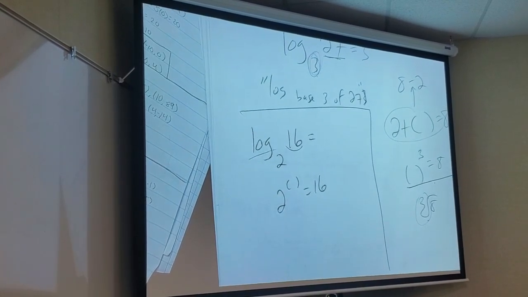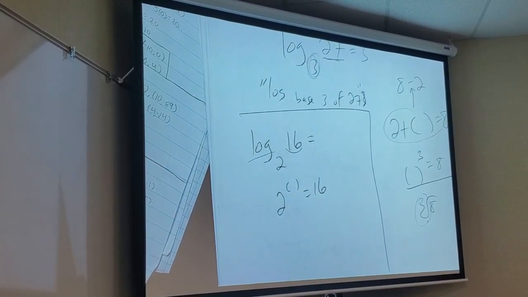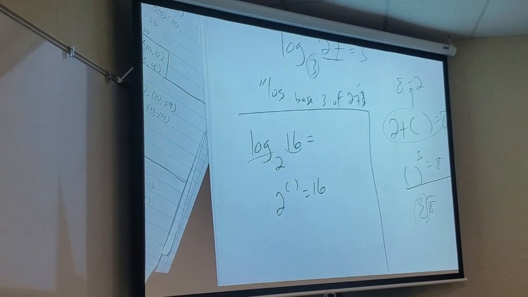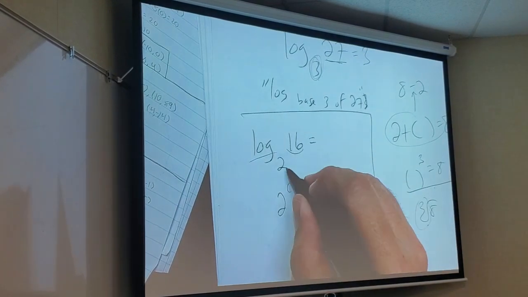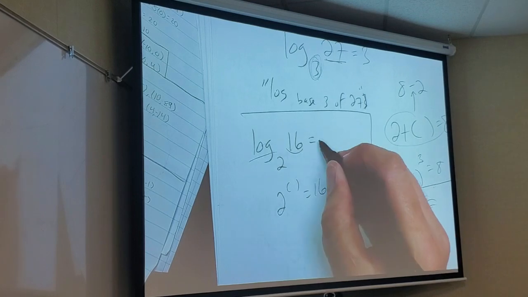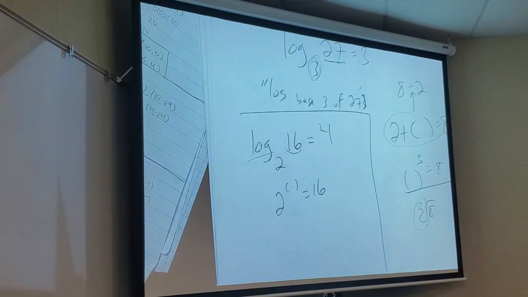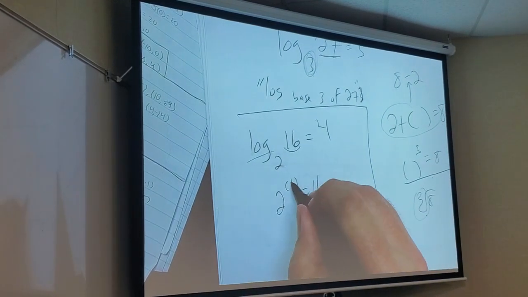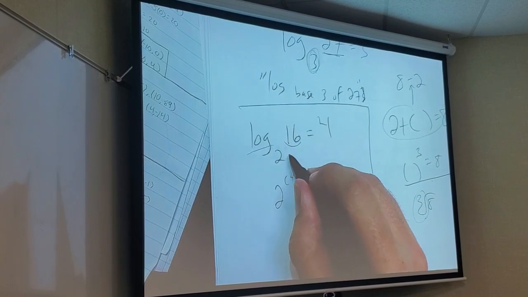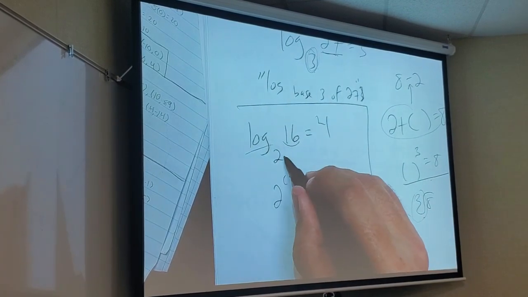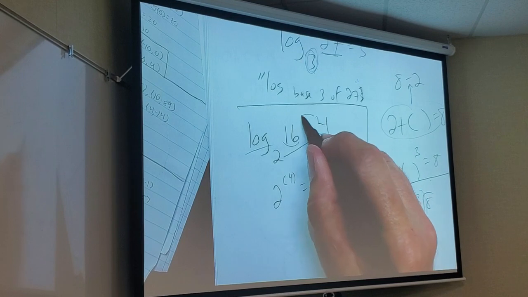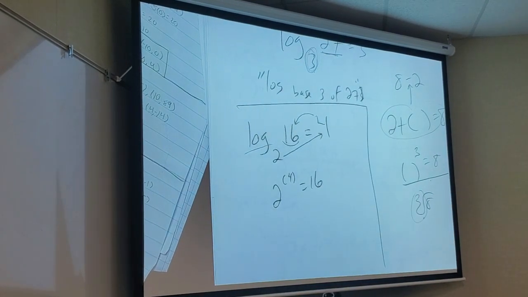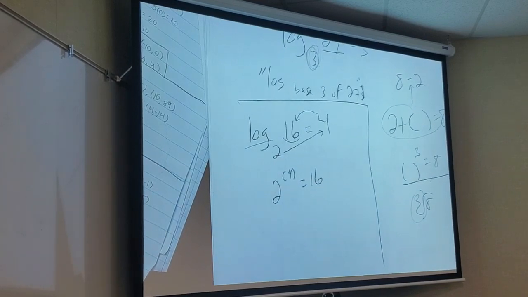So it's not division. It's powers. How many 2's multiplied to make 16? Or what power does 2 need to become 16? 4. Is that cool? Which means I can always rewrite a log statement like this: 2 to the 4th equals 16. I can check myself. Check yourself.